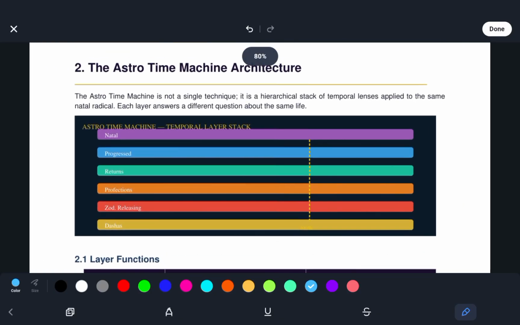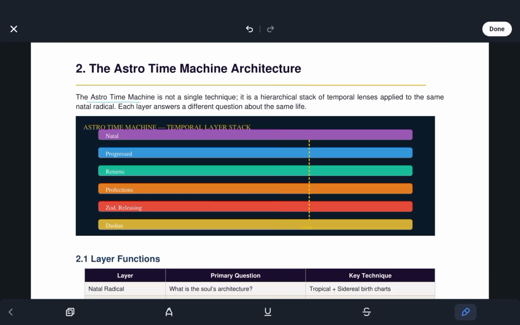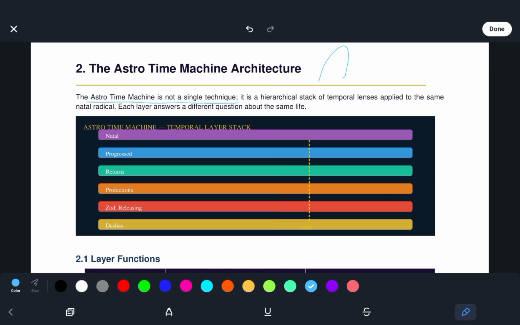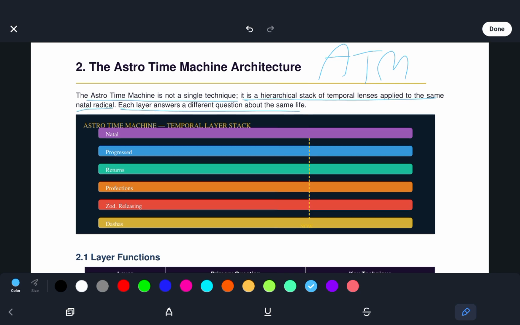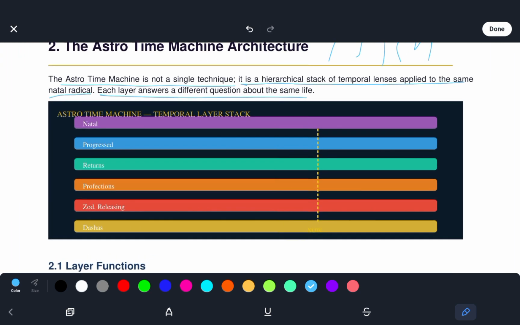So here's the Astro Time Machine architecture. The Astro Time Machine is not a single technique. We'll call it the ATM. It is a hierarchical stack of temporal lenses applied to the same natal radical. Each layer answers a different question about the same life. So we see that natal is, of course, on top. We have progressed, we have returns, we have profections, we have zodiacal releasing, and we have dashas.